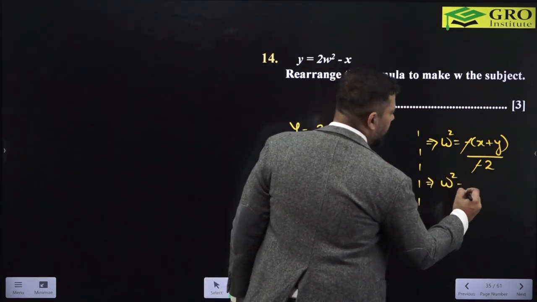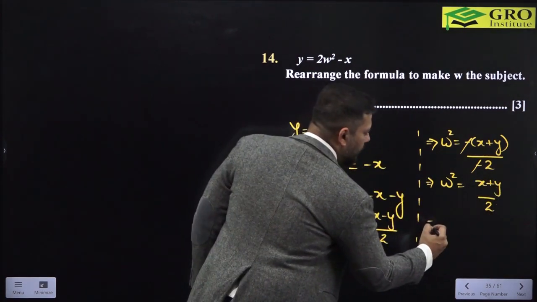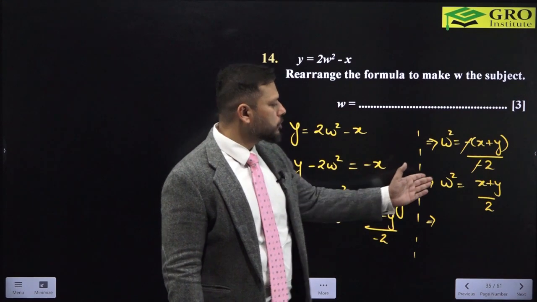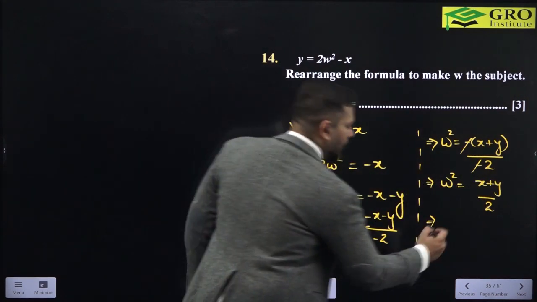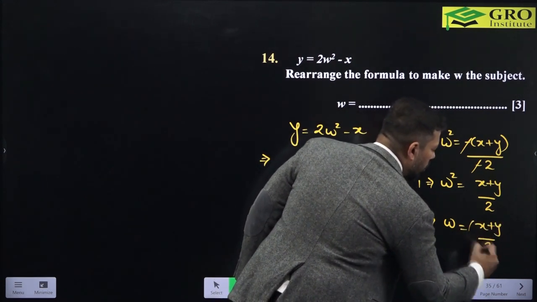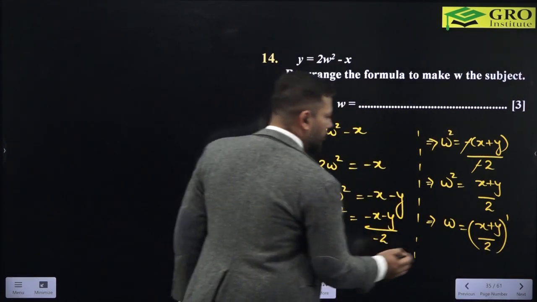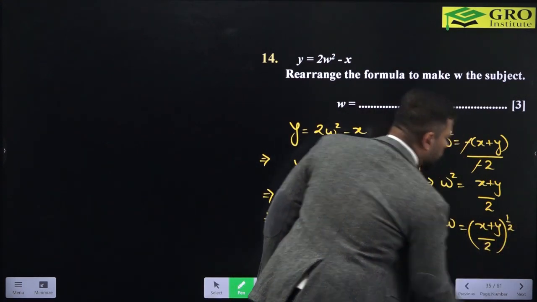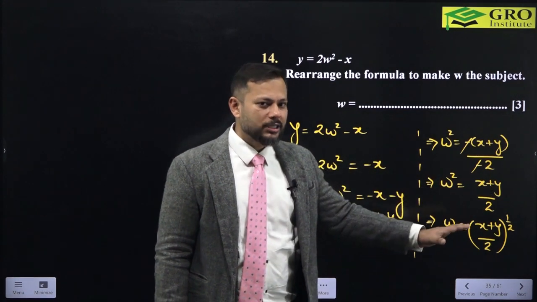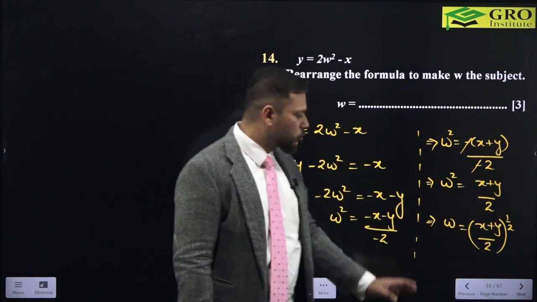So we are left with w square equals (x plus y) upon 2, and to get w, I'll take the square root on both sides, or I should say that I'll transpose the square to the other side. That makes it (x plus y upon 2) whole raised to power 1 by 2, isn't it? I'll make it even more visible, 1 upon 2. This is how we do it whenever we transpose a square to the other side, or I should say that if we take the square root on both sides, raised to power 1 by 2 is written like this. So what is the value?